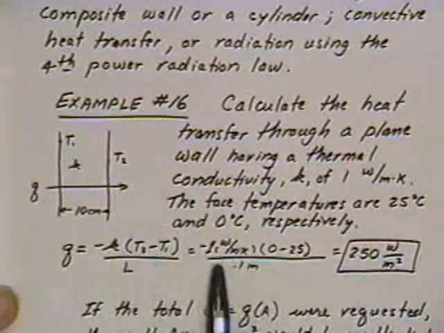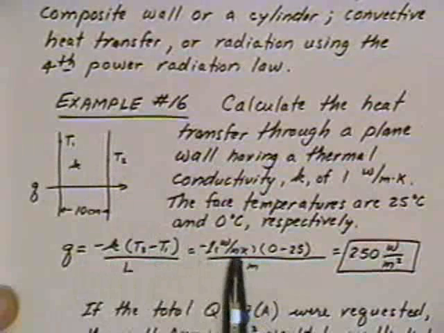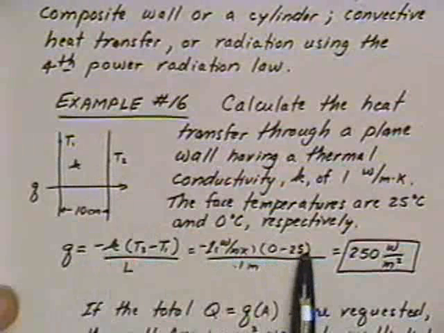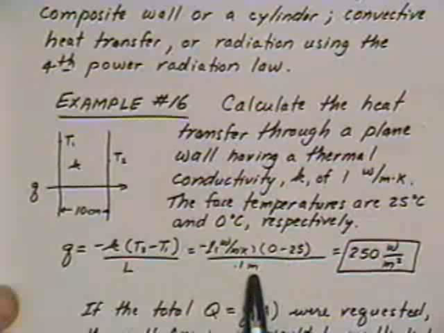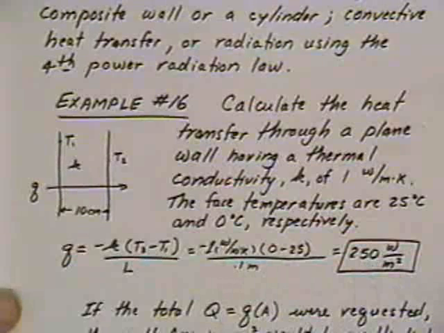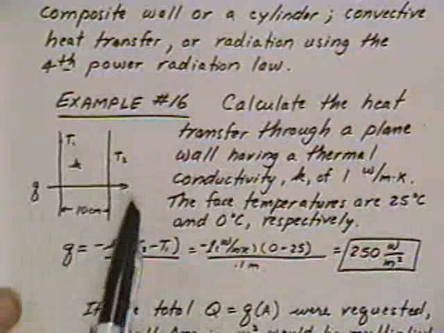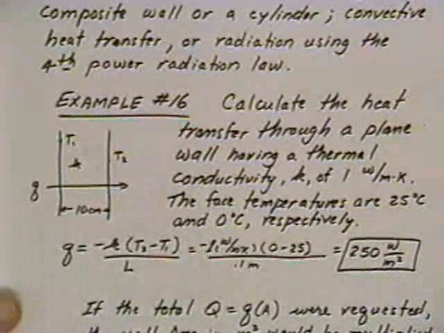In this particular case, we plug in 1 watt per meter Kelvin for the thermal conductivity k. The delta T is 0 minus 25, T2 minus T1. Length is 1/10 of a meter. You work this out and you've got 200 watts per square meter as the heat transfer through this plane wall with these two temperatures, T1 and T2, at 25 degrees C and 0 degrees C respectively.